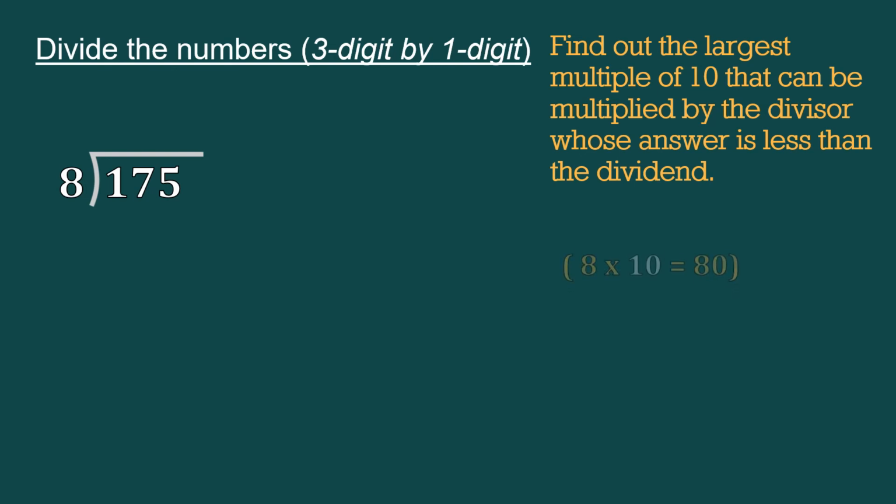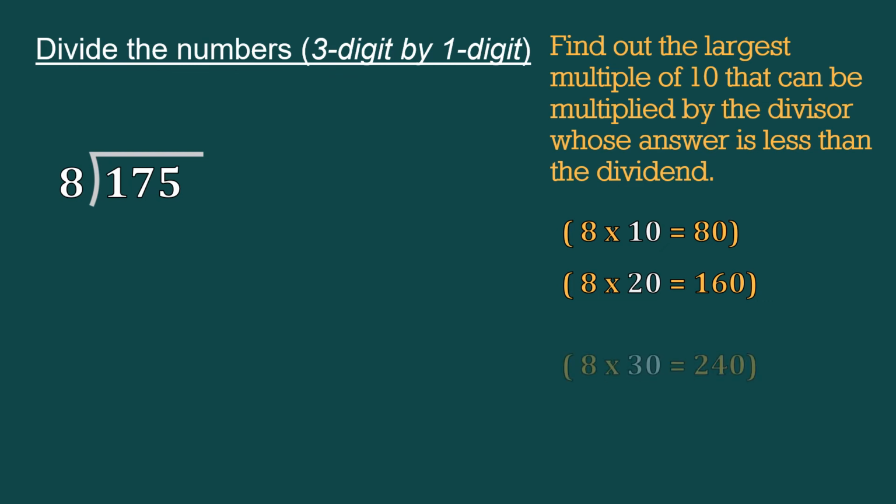Now, we try to multiply our divisor, 8, with the multiples of 10. We start with 8 times 10 is equal to 80. 8 times 20 is equal to 160. We are getting closer to the dividend. We try the next multiple of 10. 8 times 30 is equal to 240. At this point, we went beyond our dividend. So, we will go with 8 times 20 is equal to 160. Let's have 20 as our partial quotient.